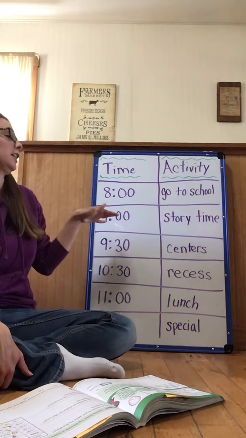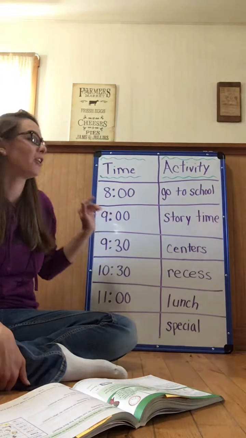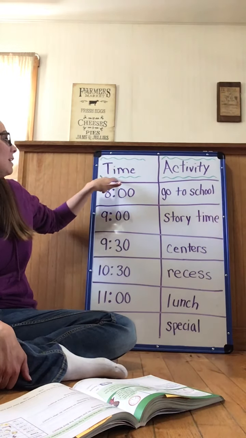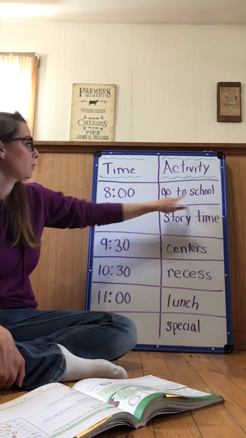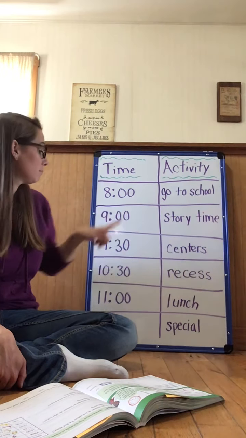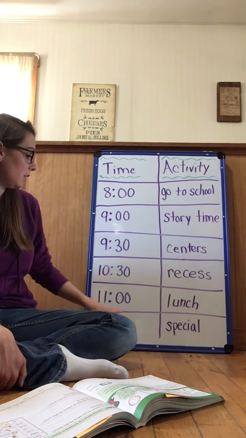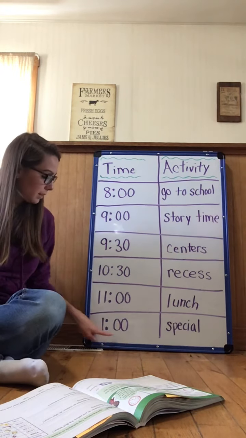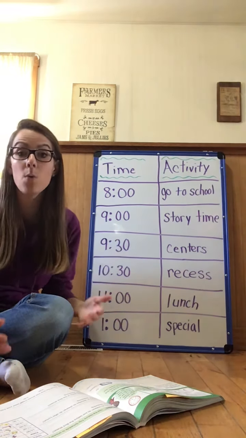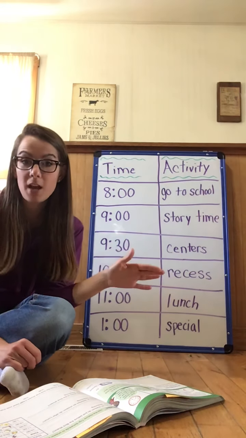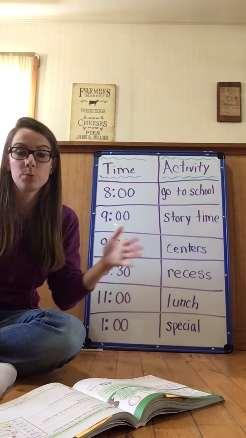So I have a chart here. I just made it up kind of like how we had it at school, not super accurate, but I have the time that something starts and the activity that starts. So I said 8 o'clock, go to school. 9 o'clock, story time. 9:30, centers. 10:30, recess. 11 o'clock, lunch. And 1 o'clock is special. So you can see how this could be like a schedule. Maybe you're saying, oh, we're going on vacation, and at this certain time we're going to do this, and this time we're going to do this. So here's our pretend school schedule.